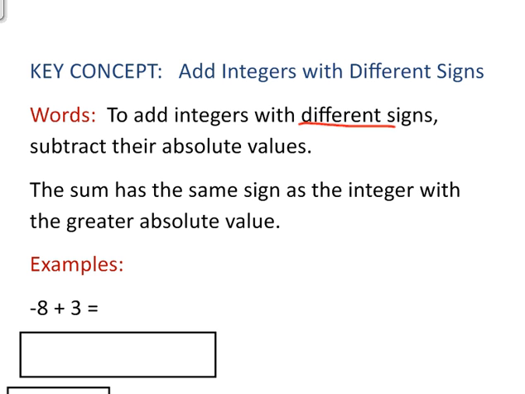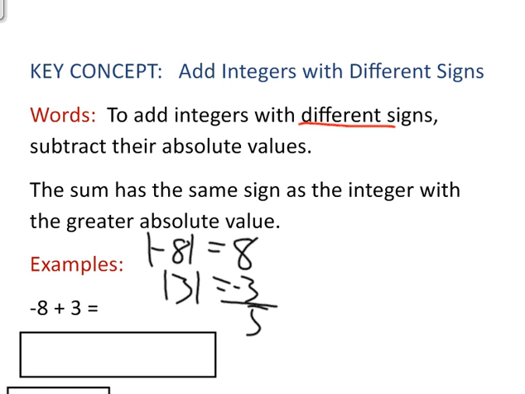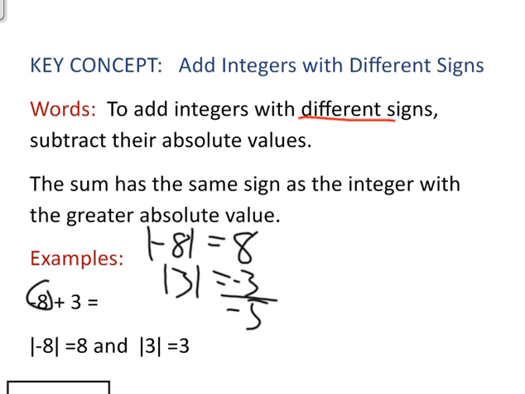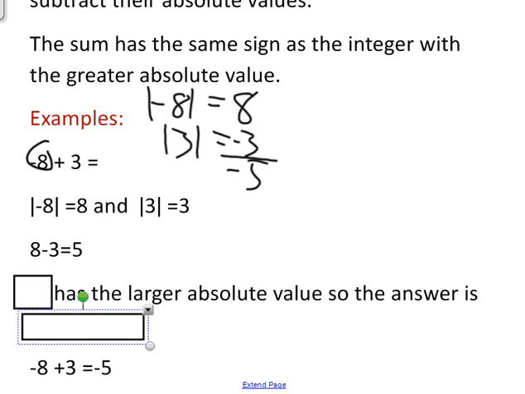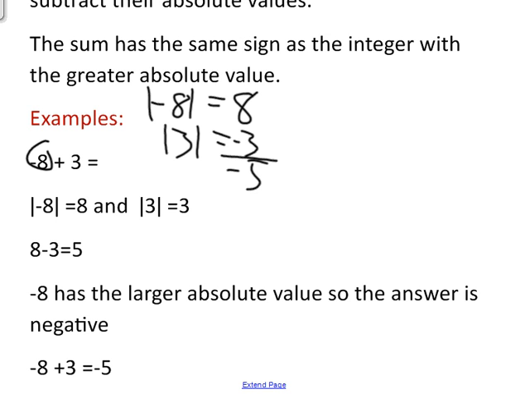So here it is. I can subtract their absolute values. -8 has an absolute value of 8. 3 has an absolute value of 3. I subtract them. 8 minus 3 is 5, and it has the sign of the larger one. The larger one was -8, so it has a -5 as its sign. And -5 is the correct answer.